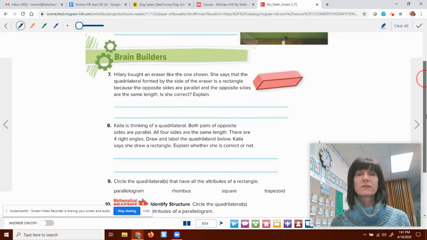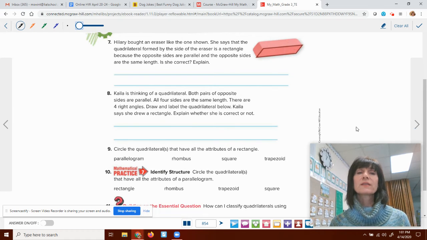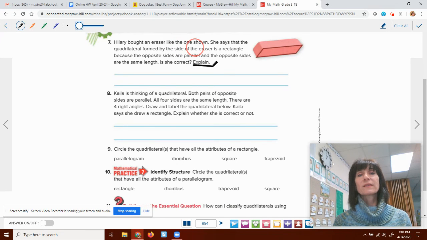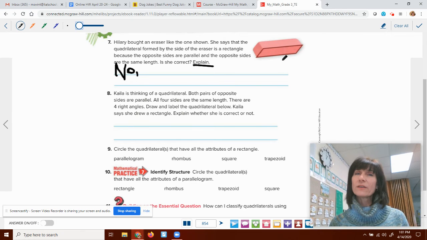Hillary bought an eraser like the one shown. She says that the quadrilateral formed by the side of the eraser is a rectangle. So look at the highlighted part because the opposite sides are parallel and the opposite sides are the same length. But is she correct? And then explain. I'll tell you this much. No, she is not correct. And I'll let you explain why. Why is this not a rectangle? What attribute do I need in order for it to be a rectangle? And it's not showing it to me there.